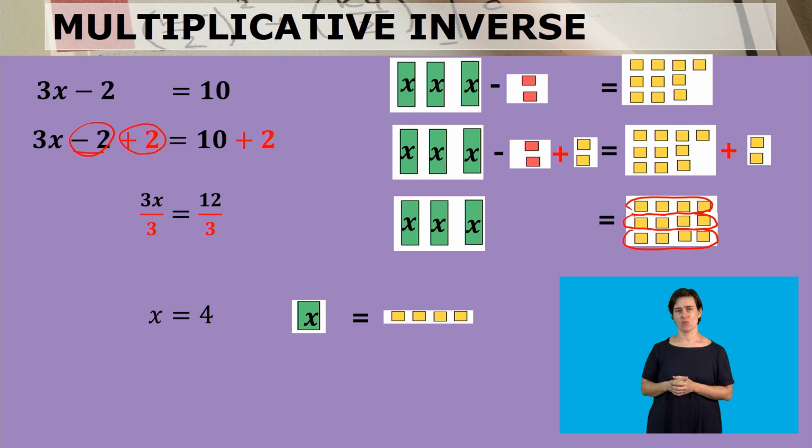Same with our model. We are going to then say when we have divided by 3, we'll remain with 1x. When we've divided the 12 boxes into 3 sets, we're going to have each set containing 4 boxes. So x represents 4. Let's move on.